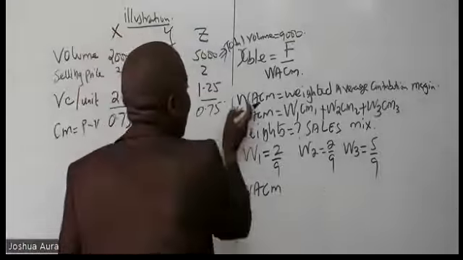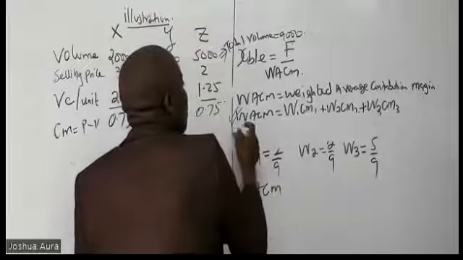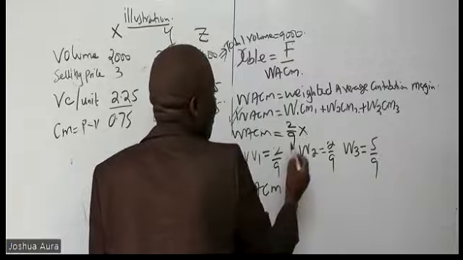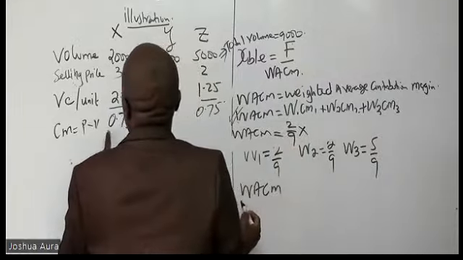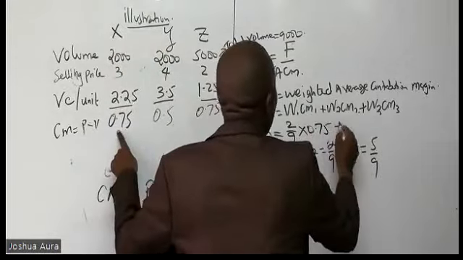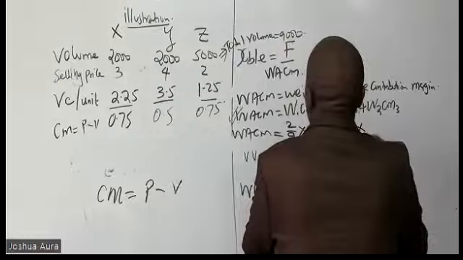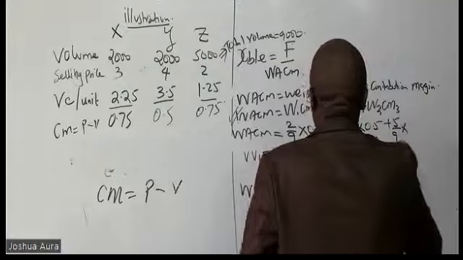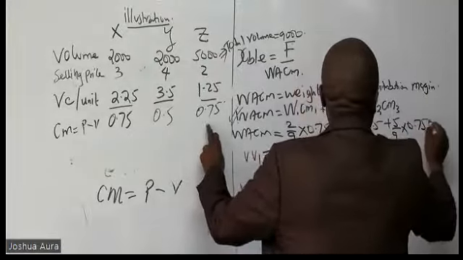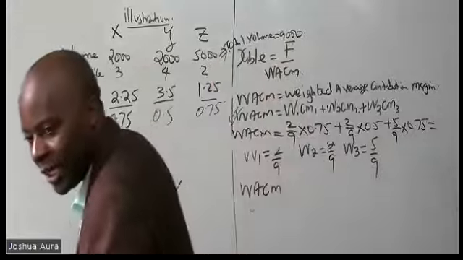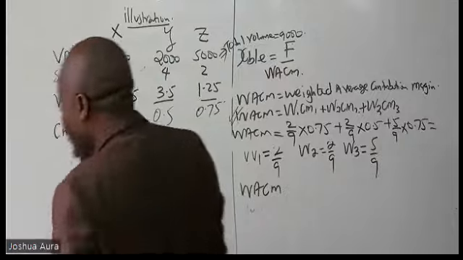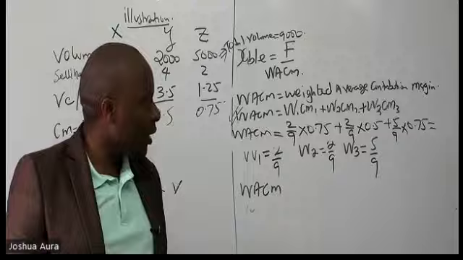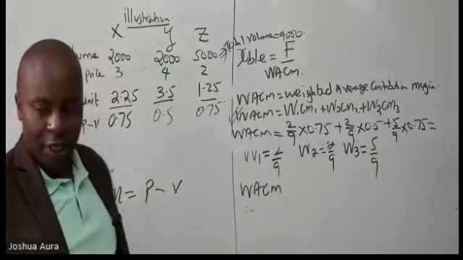Remember what I'm doing? I'm basically plugging in, I'm basically substituting here. So my WACM here will be equal to weight 1, which is 2/9, times contribution margin 1, which is 0.75, plus weight 2, which is 2 over 9, times contribution margin 2, which is 0.5, plus weight 3, which is 5 over 9, times the third contribution margin here, which is 0.75. So at the end of the day, what figures are we getting? We are getting 0.834. According to my own, the final answer is 0.834.